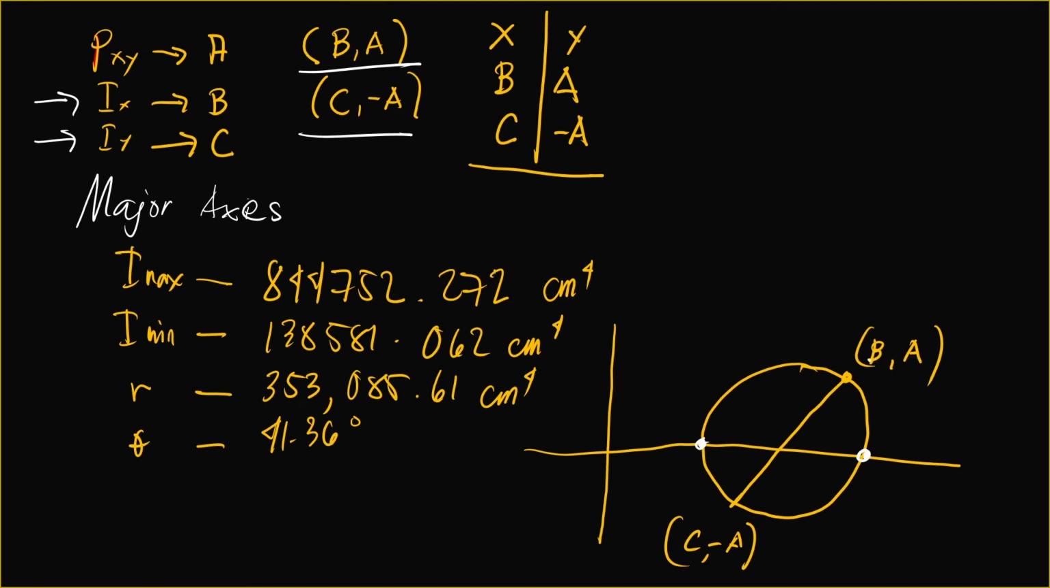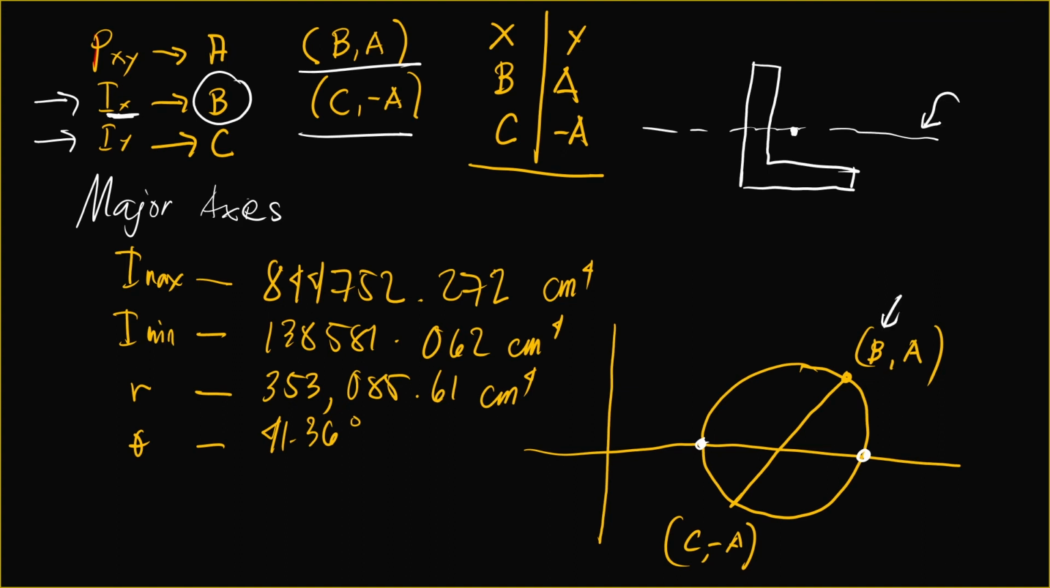B is from IX, so this is from the X axis. In the drawing earlier, this is your centroid, and B is taken from this axis, the X-axis. So this line is that axis. And this other one is taken from C. C is IY, which is this other axis.